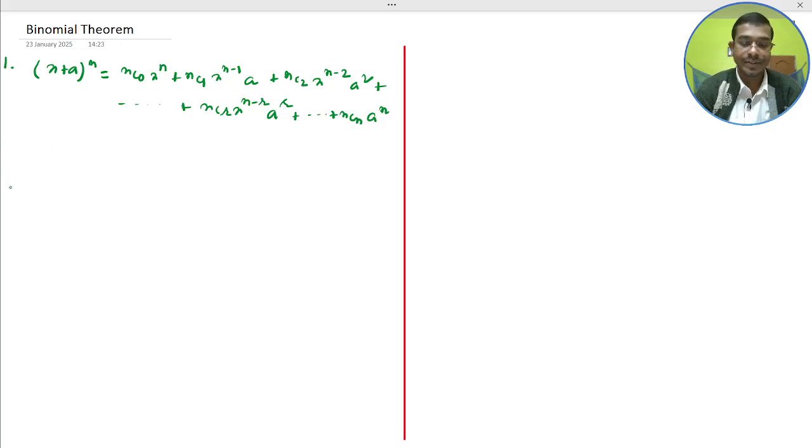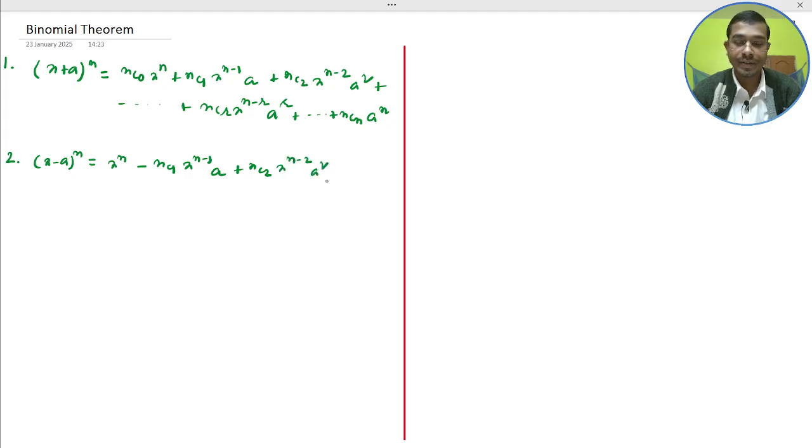Next one, for (x minus a) to the power n, it is given in the form x to the power n minus nC1 x to the power n minus 1 a plus nC2 x to the power n minus 2 a square, and so on. The general term is minus 1 to the power r nCr x to the power n minus r a to the power r, and so on, up to the last term minus 1 to the power n a to the power n.